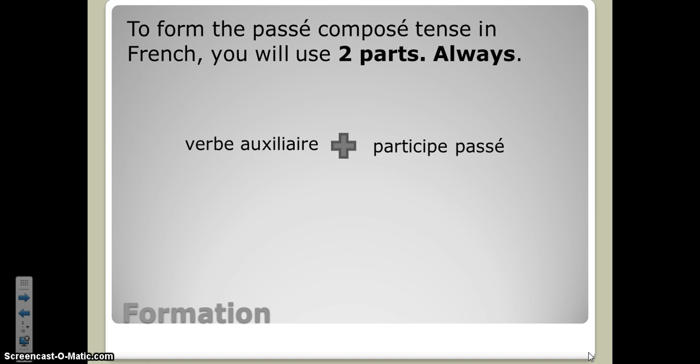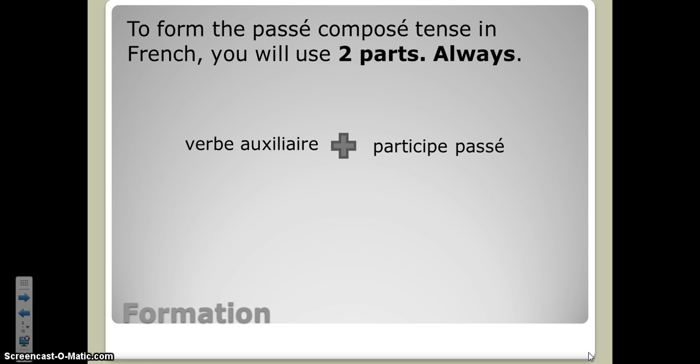Quelle surprise. So you need the verbe auxiliaire and the participe passé. I went ahead and used the French terms here so that way you're used to hearing me say them when I use French in class, even though this video is in English. So your verbe auxiliaire is a helping verb. Even though it's a helping verb, remember, and this will come up in a couple slides, that it really is important. And then a participe passé.